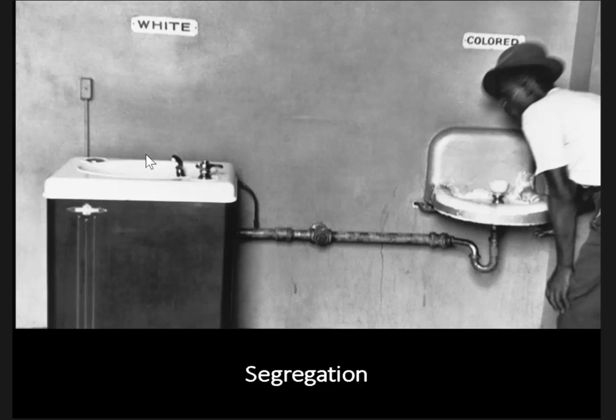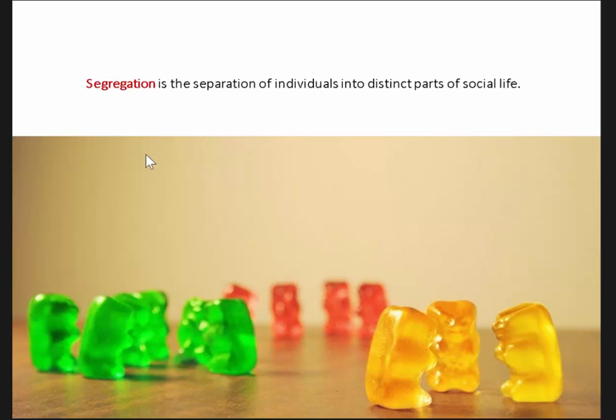Okay, so segregation, a definition that Roland was introducing last time, but I'm going to repeat it here now, is the separation of individuals into distinct parts of social life. Well, it's a very general definition, but I hope that you understood what it means. It's really like, let's say some people live in some parts of the neighborhood, while people with another attribute live in other parts of the city, in another neighborhood, and so on.